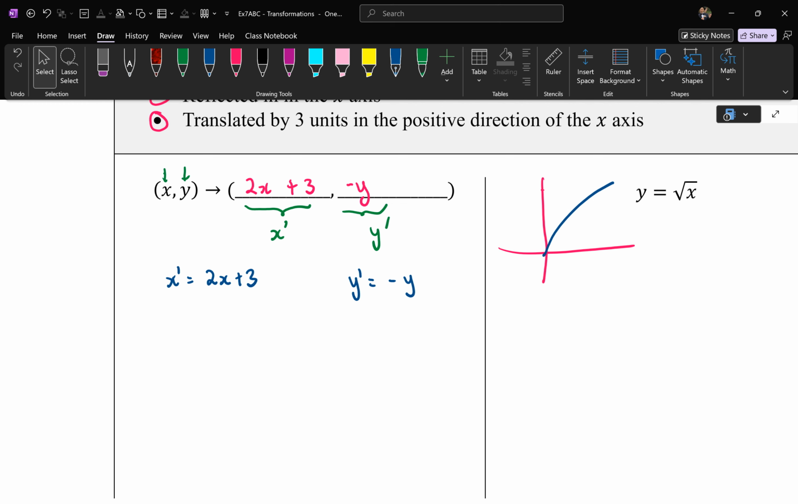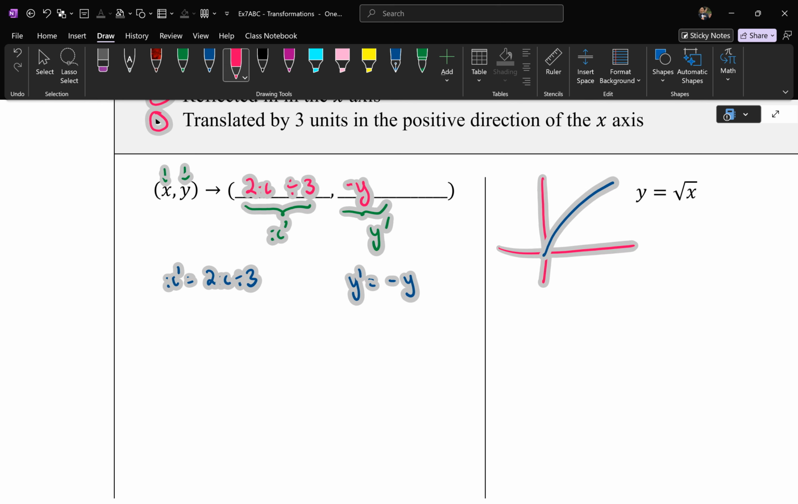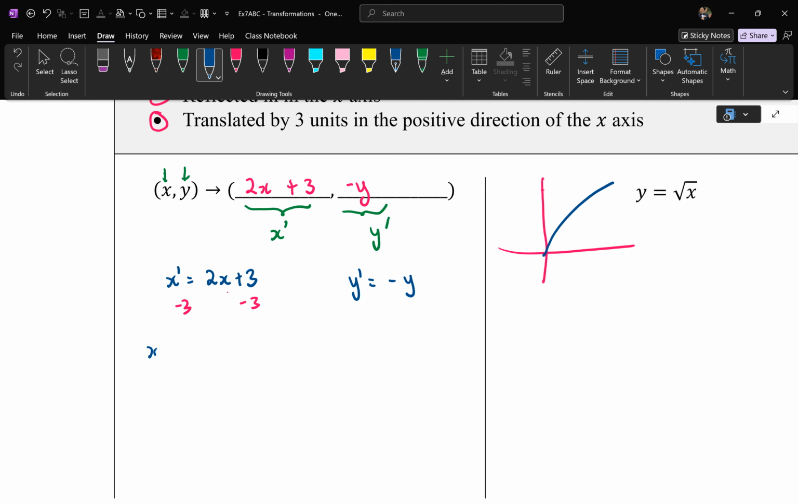So what I'm going to do is rearrange this now. I'm going to say -3 on both sides. That gives me x dash -3 is equal to 2x, and then divide both sides by 2. Original x is equivalent to x dash -3 divided by 2, right?